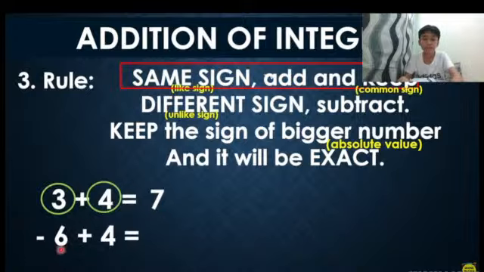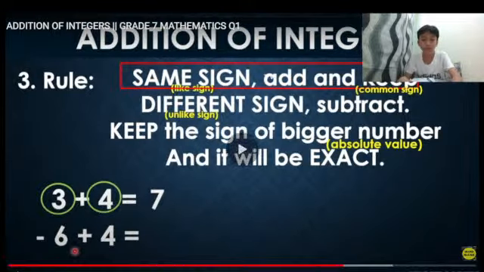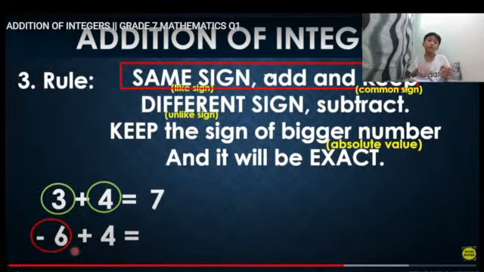Next, negative 6 and positive 4. Isang negative, tsaka 4.